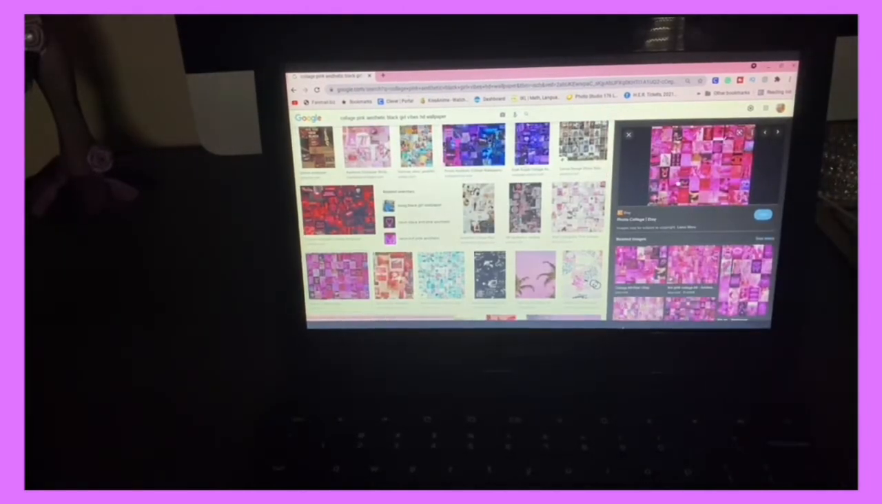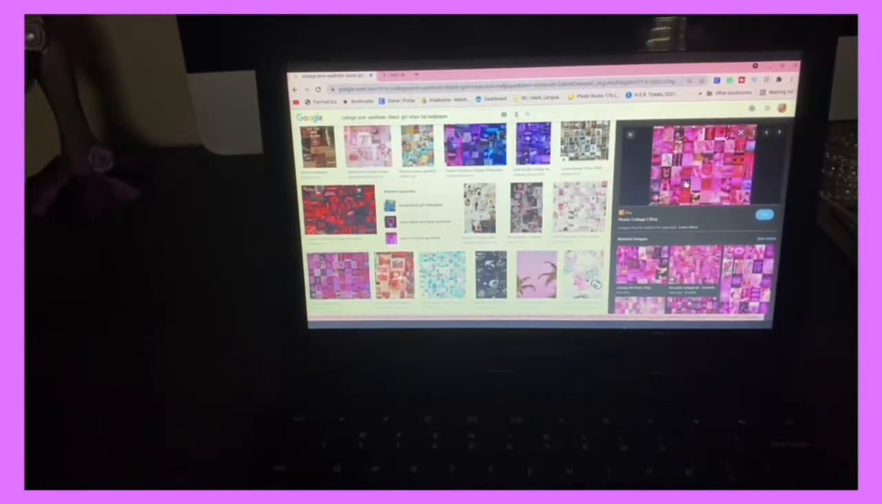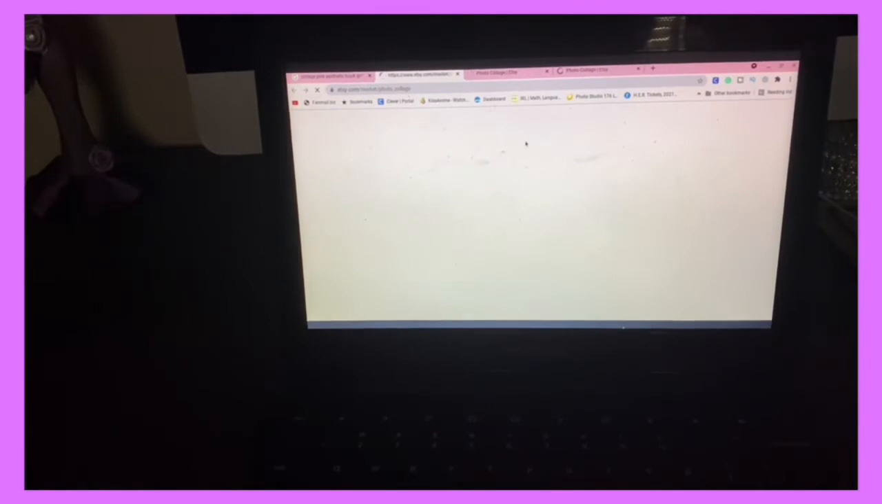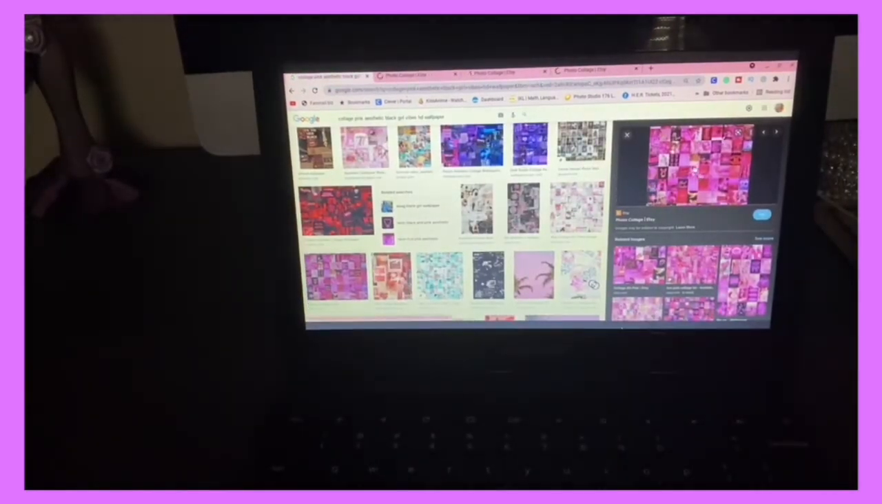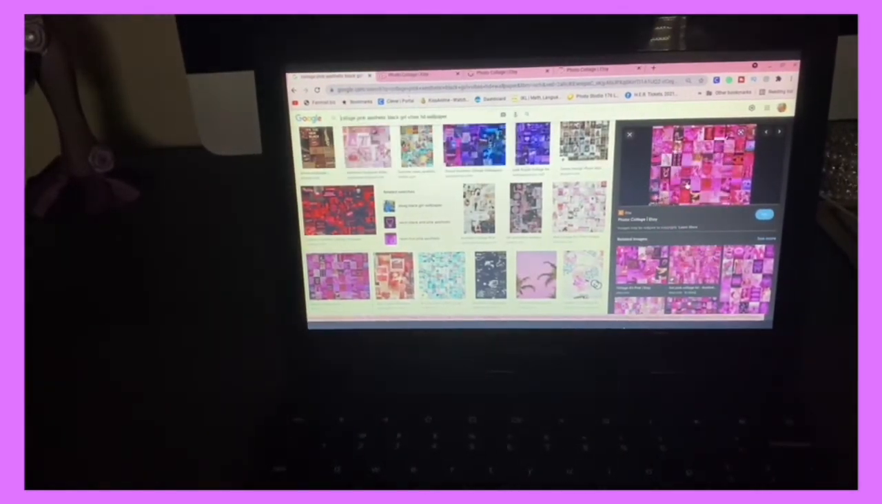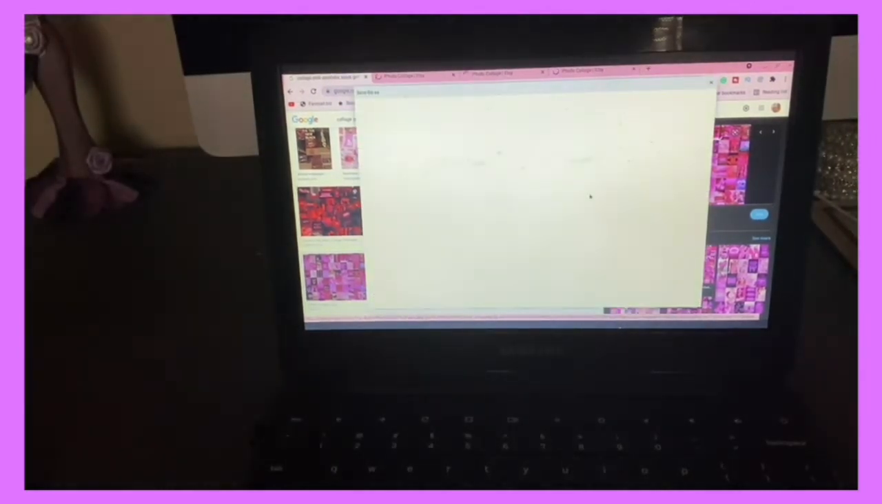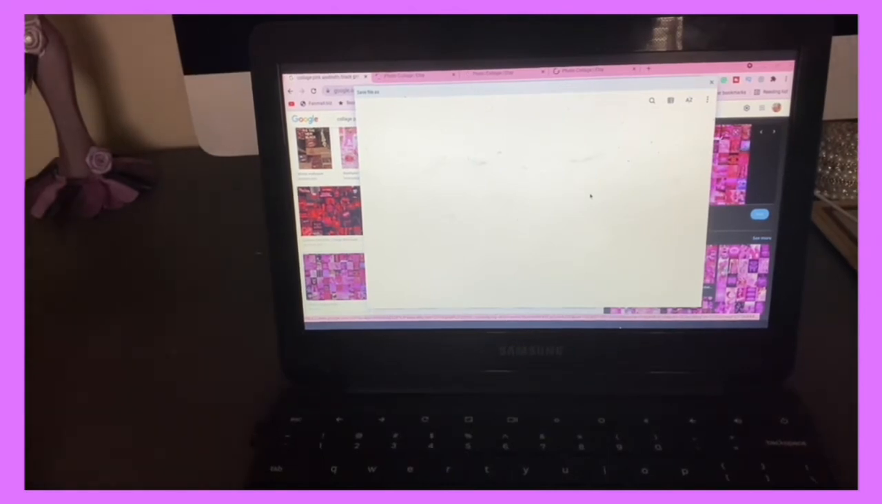Then it had that one. I was just kind of looking at it, but I think I downloaded it. I was looking at it because it was cute. It was too cute. So I right clicked and then I went to save as, and I downloaded it.